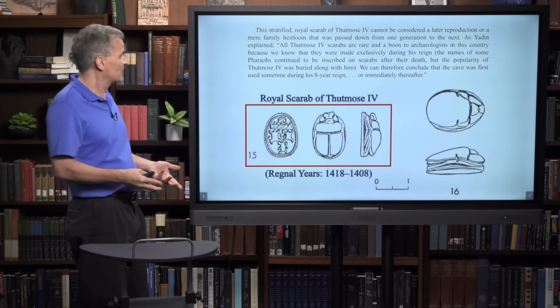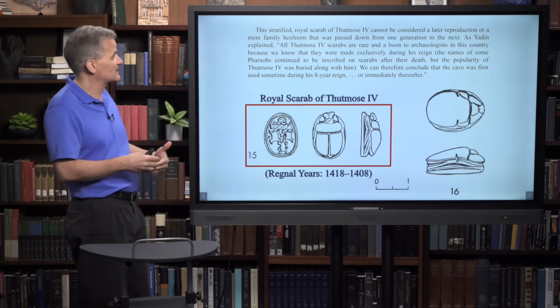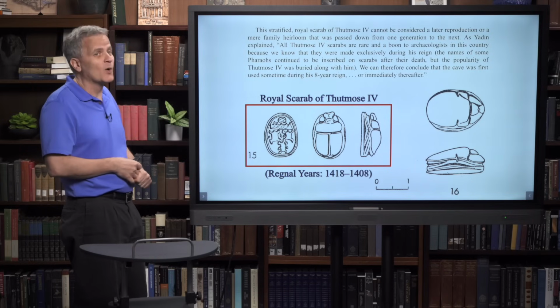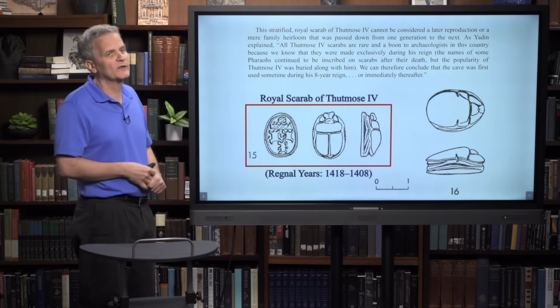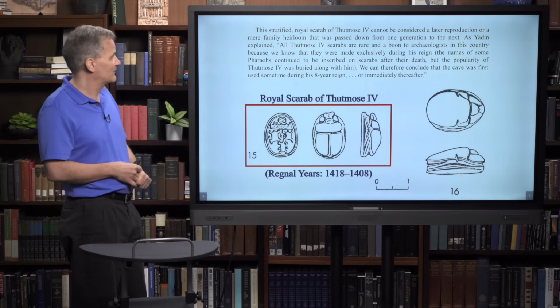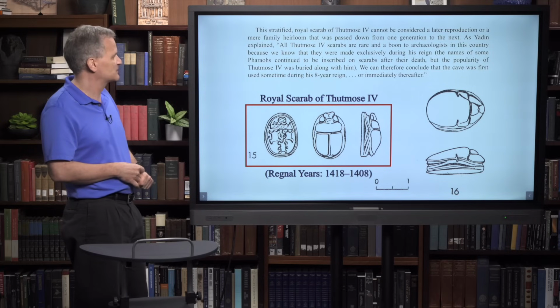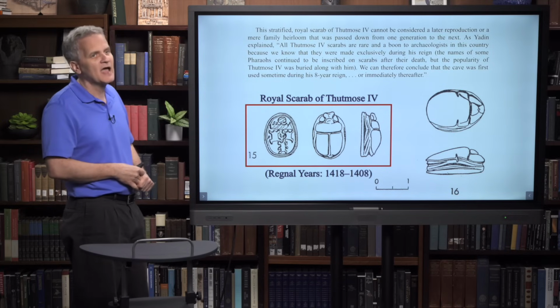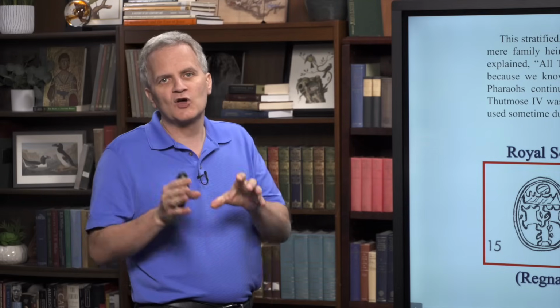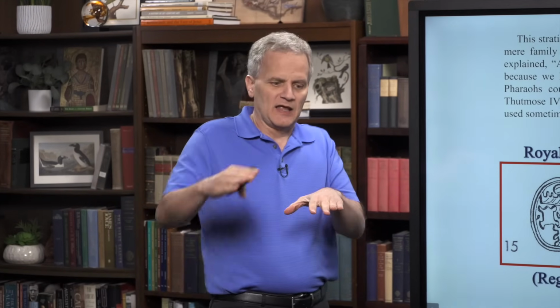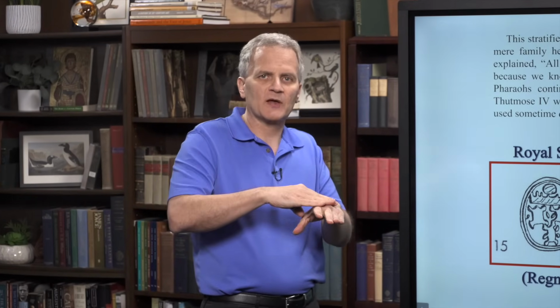The names of some pharaohs continued to be inscribed on scarabs after their death, but the popularity of Thutmose IV was buried along with him. We can therefore conclude that the cave was first used sometime during his 8-year reign or immediately afterward. So this tomb was used almost certainly at its beginning in the reign of Thutmose IV.